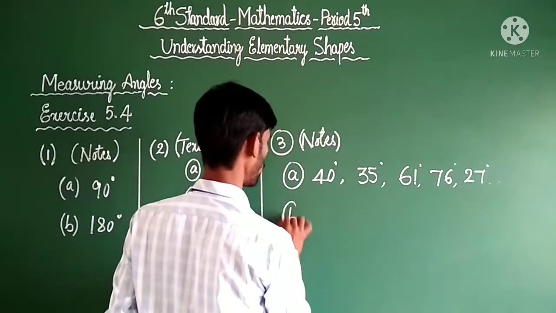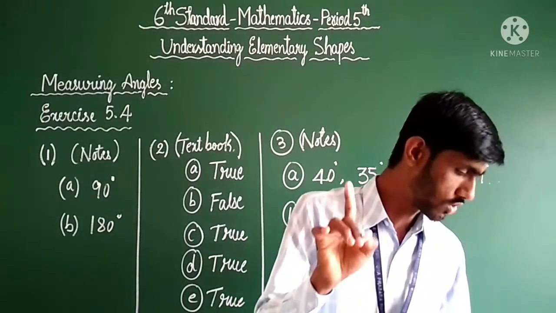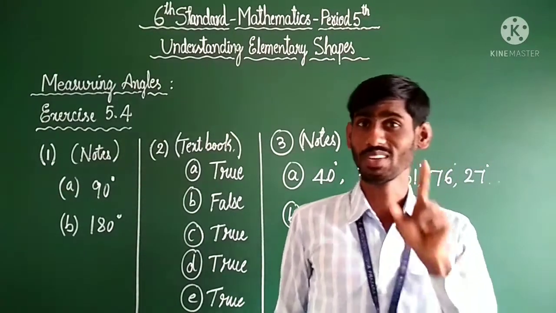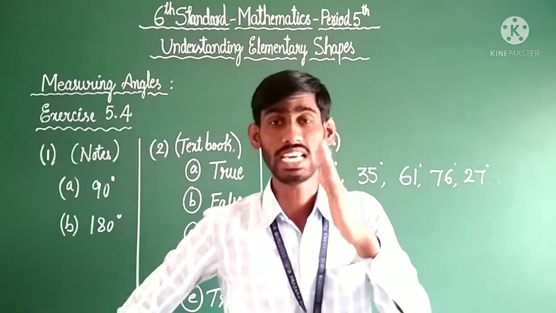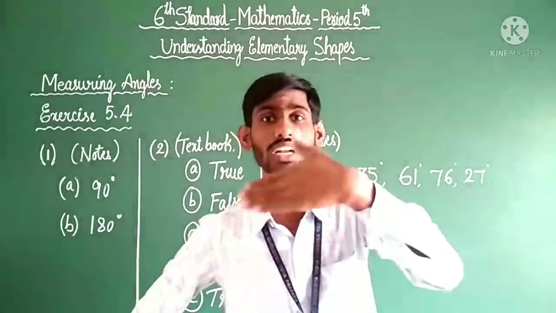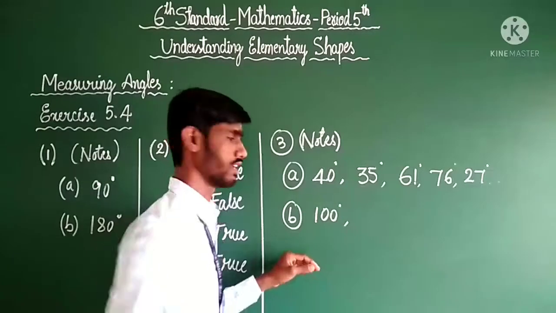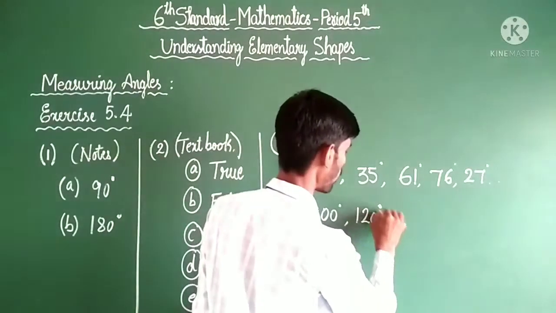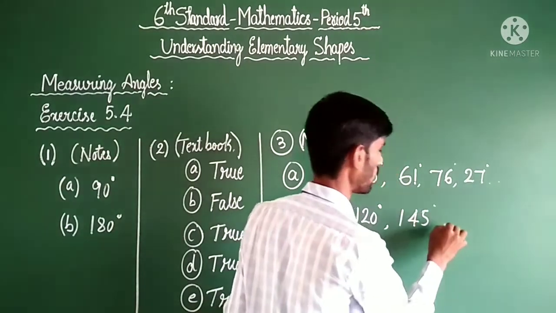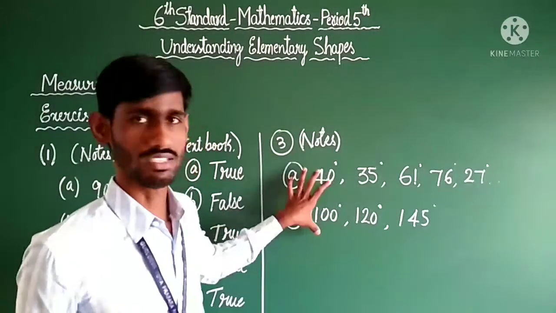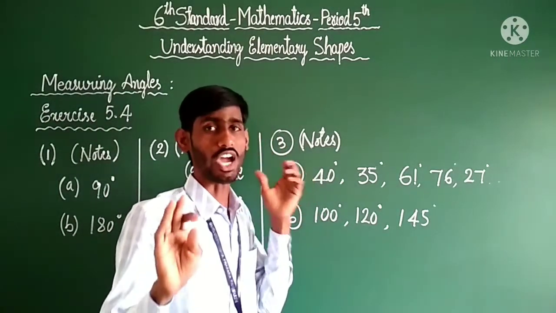Let us write B main. Dear children, the B is some obtuse angles. You should know the measurement of obtuse angle. The measurement of obtuse angle is greater than 90 degree, less than 180 degree. Write 100 degree as an example of obtuse angle. 120 is an example of obtuse angle. Okay, 145 is an example of obtuse angle. Clear? This is the measurement of B, the measurement of obtuse angle. A is the measurement of acute angle.